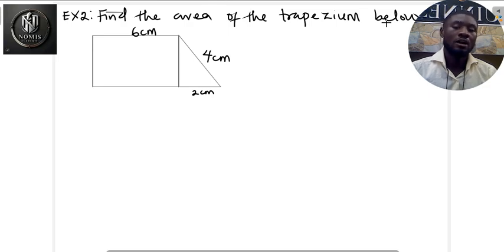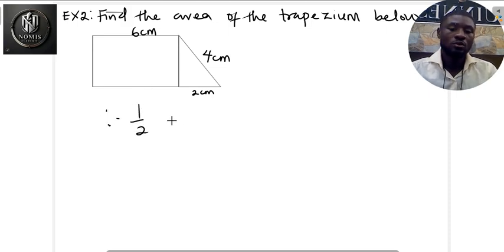So we have side A 6 centimeter, side B we are not given, but part of side B is given to be 2 centimeter, and the slanted part is now 4 centimeter. And the question is asking that we should calculate the area of the trapezium. And we all know that to calculate the area of the trapezium, we only need 1 all over 2 open bracket the length A plus length B multiplied by height.